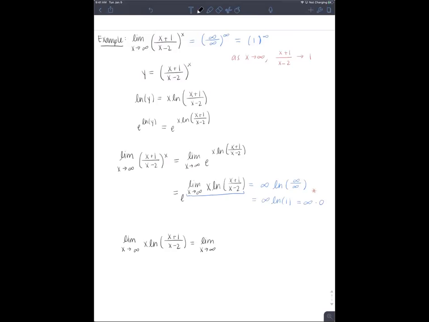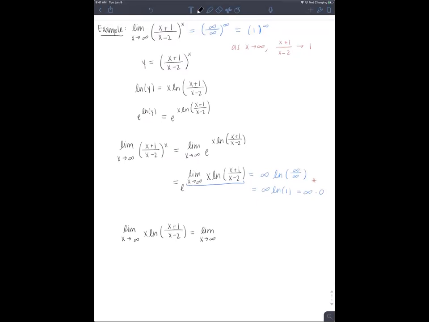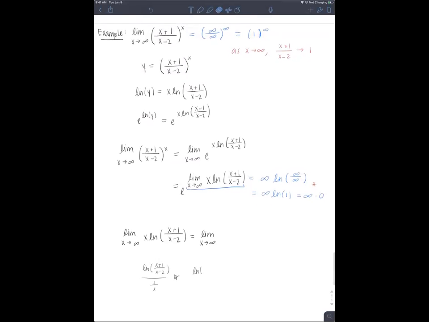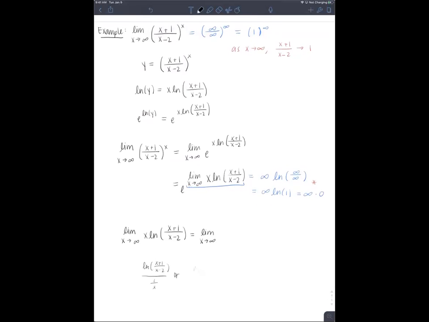Yeah, instead of multiplying by it, you're going to flip it and then divide by it, right? And so here, which one of these do you think is going to be easier to flip and then take the derivative of? My options are ln of x plus 1 over x minus 2, over 1 over x, or the opposite of that. So which one of those should I use? The first or the second one?